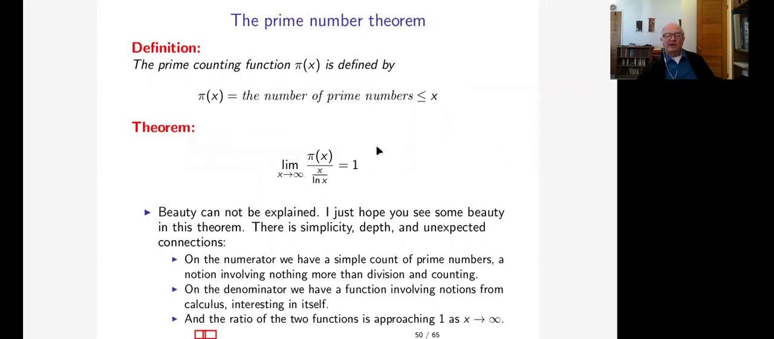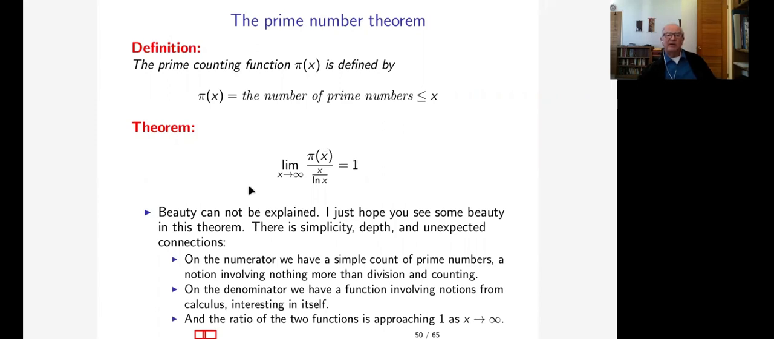And now to the aim of this lecture. The prime counting function pi of x is defined by this very simple statement. Pi of x is the number of prime numbers less than or equal to x. So for instance, pi of 5 is 4, because there are four primes, 1, 2, 3, and 5. Well, pi of 7 is 5. And so this prime counting function is very simple. Just count the number of primes up to x.